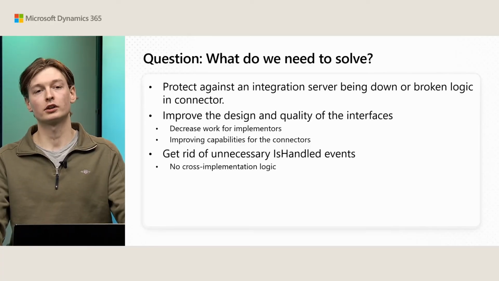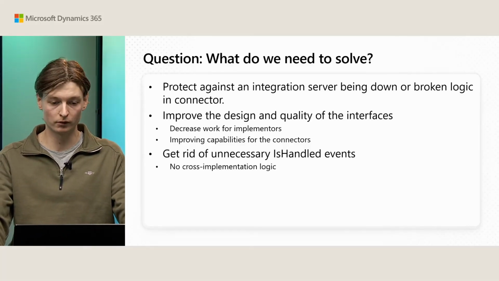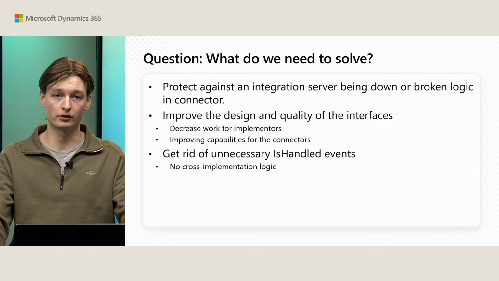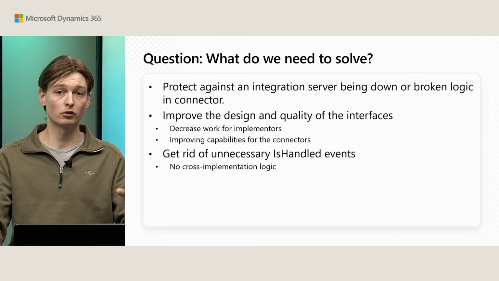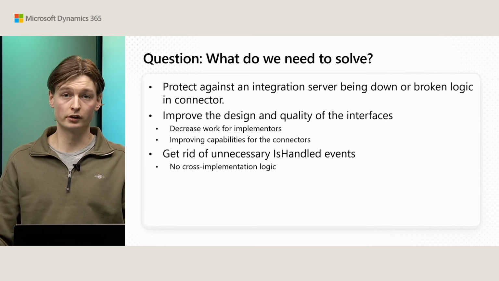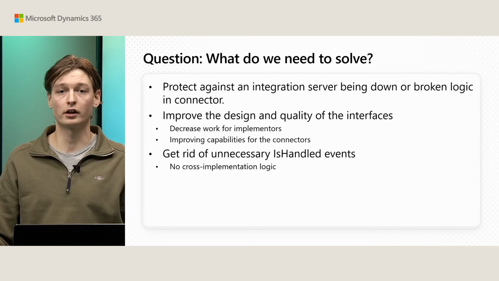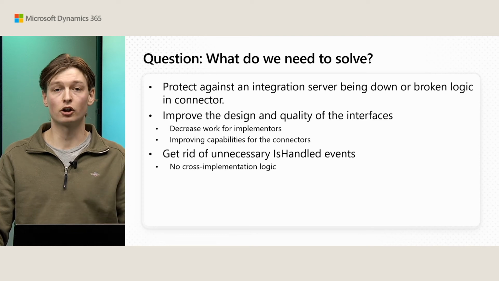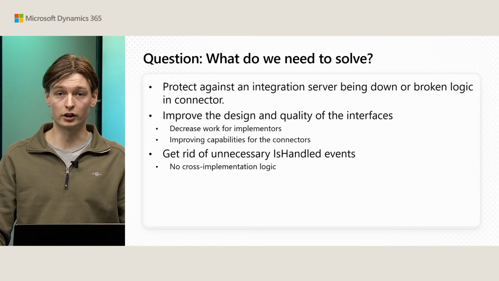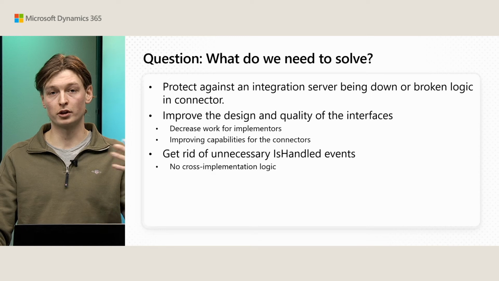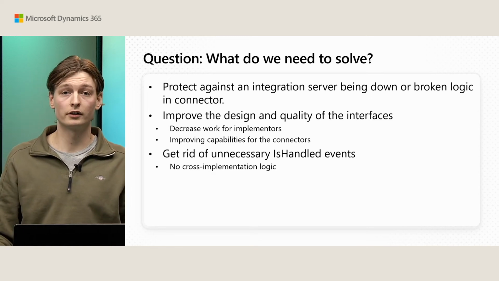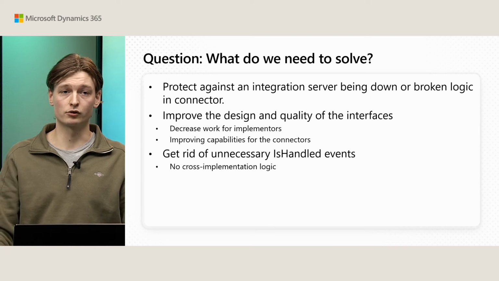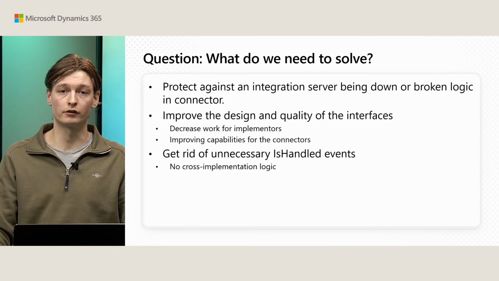So, question: what is it actually that we need to solve? Well, first of all, we would like to protect against an integration service being down. We want to remain in control in the framework, in the process, and not put the e-document in a state that is unexpected. And we also want to make sure that if somehow there is some broken logic in the connector, we also take into account keeping the state in the framework.